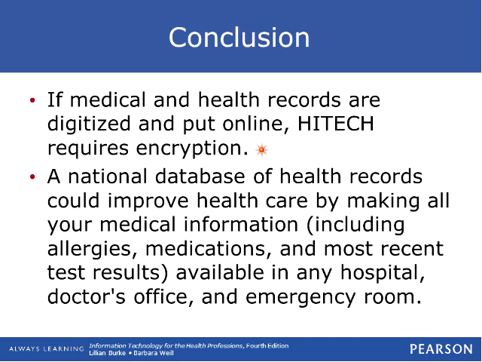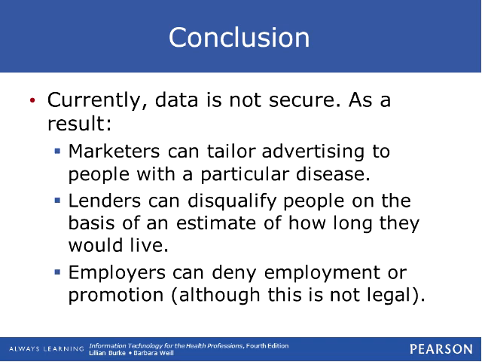Conclusion: if medical and health records are digitalized and put online, HITECH requires them to be encrypted. A national database of health records could improve health care by making all your medical information, including allergies, medications, and most recent test results, available in any hospital, doctor's office, or emergency room, but it comes with a risk, and that is other people may inappropriately gain access to that. Currently, data is not secure as a result. So marketers can tailor advertising to people with particular diseases. Lenders can disqualify people on the basis of an estimation of how long they would live. Employers can deny employment or promotion, although that's not legal. They can do it in a more subtle way.